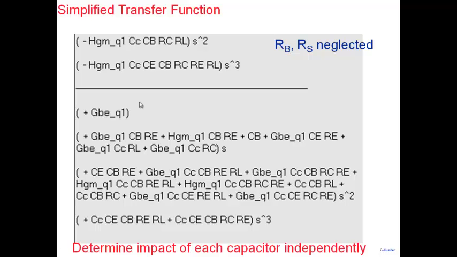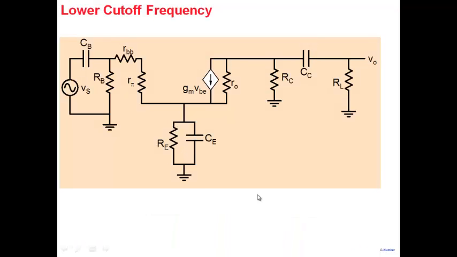And with approximate techniques, obviously we are going to make approximations, and so the numbers that I will get for 3 dB will not be very accurate. But the goal of our expression is to capture all the important parameters. It's not so much to arrive at a very precise value of the 3 dB frequency, but an expression which captures all the important parameters that affect my 3 dB frequency. So that's my larger goal here. So what we do is we determine the impact of each capacitor independently.